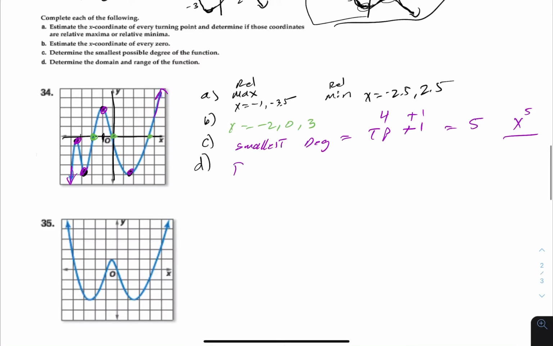Next, domain and range. Domain is my x. Range is my y. Farthest x I see is an arrow, -infinity. Farthest x on the right is an arrow, +infinity. Here's a little hint. If it's an odd function, it's going to be the same thing for the range. Lowest I see is an arrow, negative infinity. Highest I see is an arrow, positive infinity.